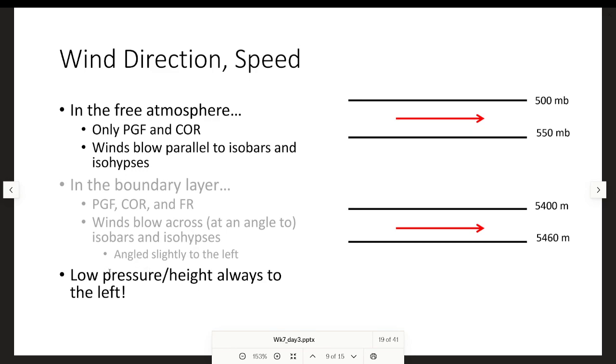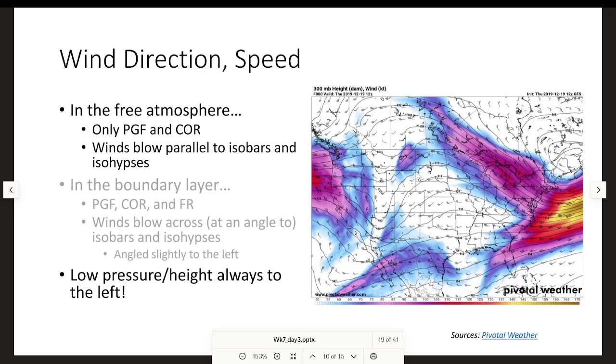Spoiler: low pressure and height is always to the left of the direction of flow. They didn't clarify that. So you have this flow direction this way. To the left is where the low pressure is. To the left is where the low heights are. In the free atmosphere, again, only PGF and Coriolis, and the winds blow parallel to the isobars and isohypses.